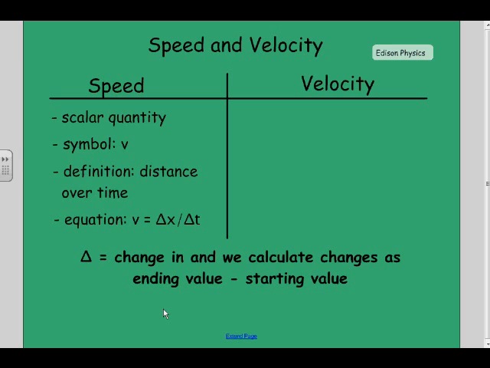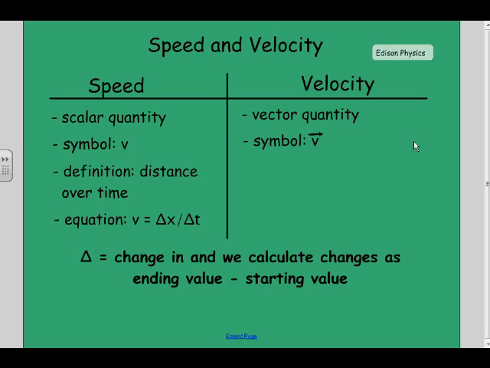All right, so velocity. Velocity is different. It has to be. It's a different thing. So if speed is a scalar, velocity is a vector. The symbol for speed was V. I said the symbol for velocity was V. So how do we show that it's a vector? We use arrows to define vectors, so we draw an arrow over the V for velocity. And that's how you tell the difference. A V without an arrow means speed. A V with an arrow means velocity.